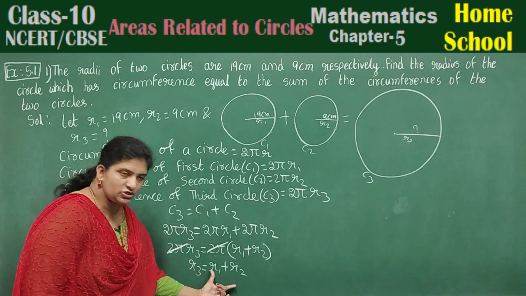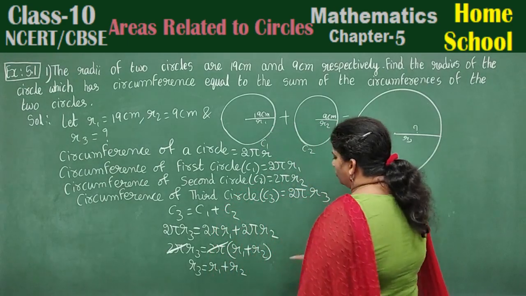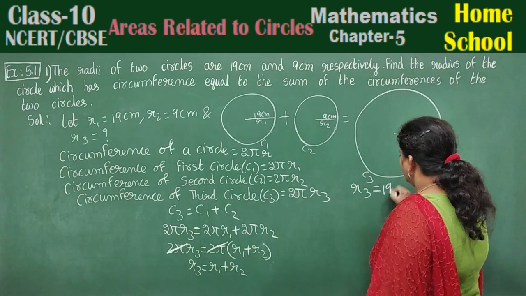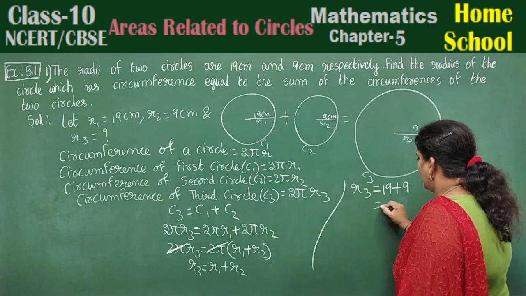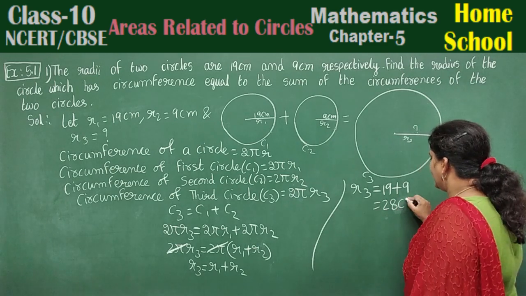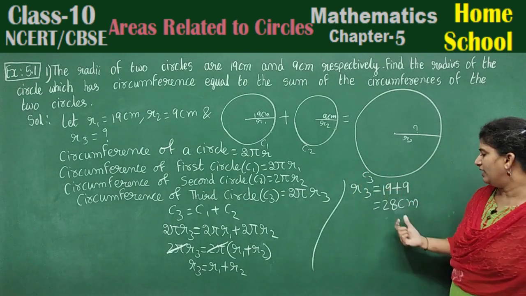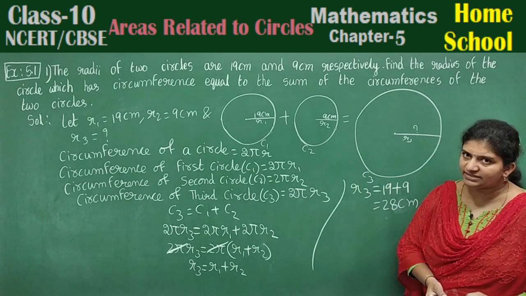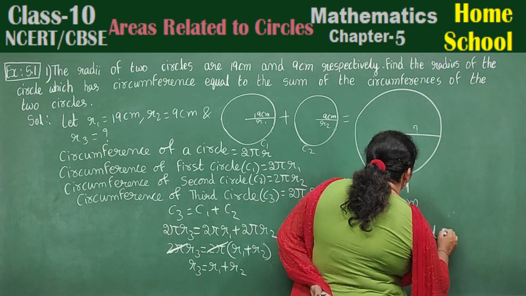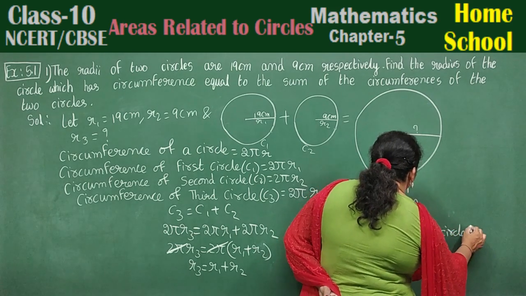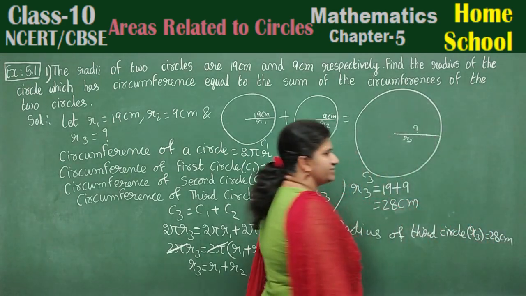Now, we need to substitute R1 and R2. R3 is equal to R1 as 19 and R2 as 9. 19 plus 9, that will be 28 centimeters. What is the radius of the new circle? Radius of the new circle is 28 centimeters. Therefore, the radius of the third circle, or new circle, R3 is equal to 28 centimeters.